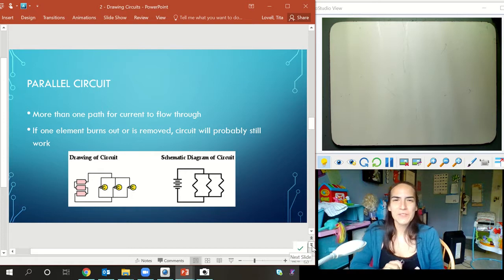All right, guys, today we're going to talk about how to go about a parallel circuit. And first of all, what is it? All right, so getting into it. A parallel circuit is a circuit in which there is more than one path for the current to flow.